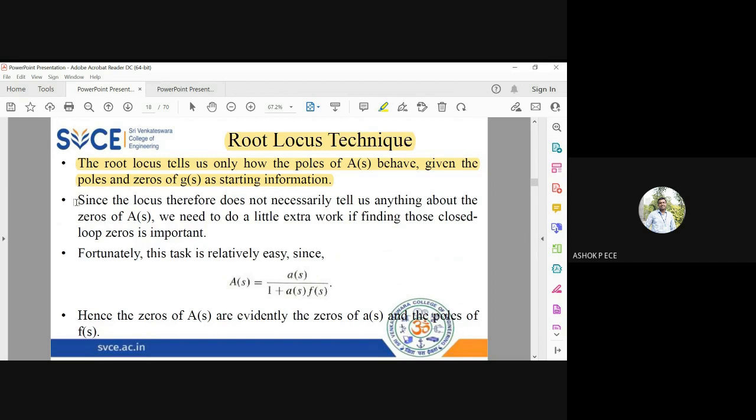Since root locus does not necessarily tell us all about the zeros, you see importance is given to poles here. So nothing extra is told about zeros, so you have to do some extra work to find how the zeros are going to be very important. So I'm going to take this A of s equal to A of s by 1 plus A of s into f of s. So A of s is going to be the zeros, and the poles are given by the denominator equal to 0. You can use this condition and you can see how the zeros are going to impact the root locus path of your system.